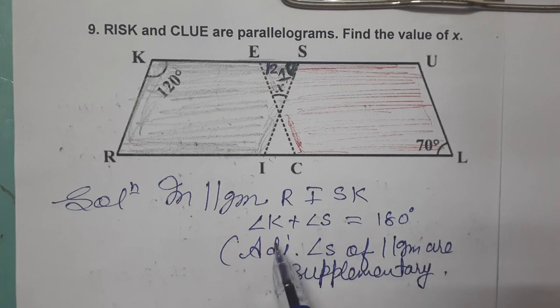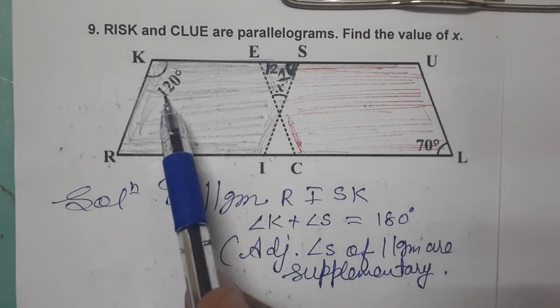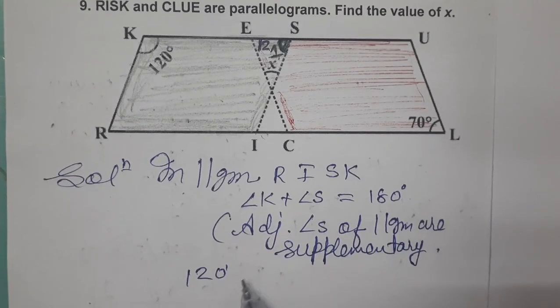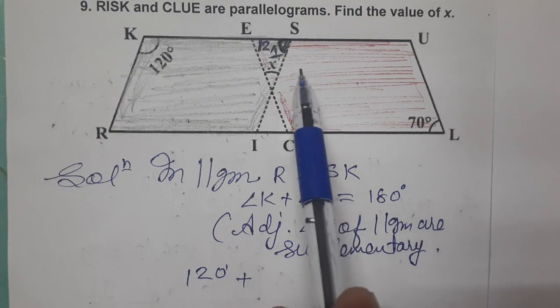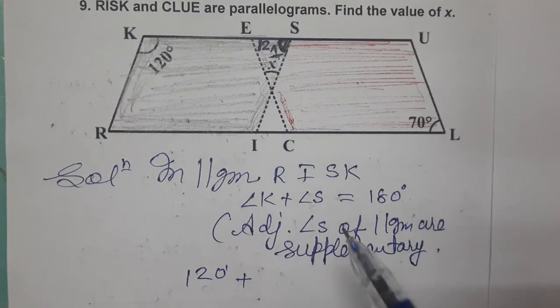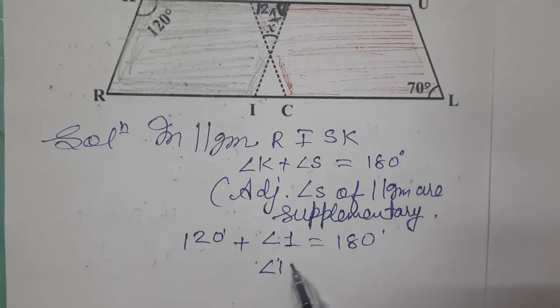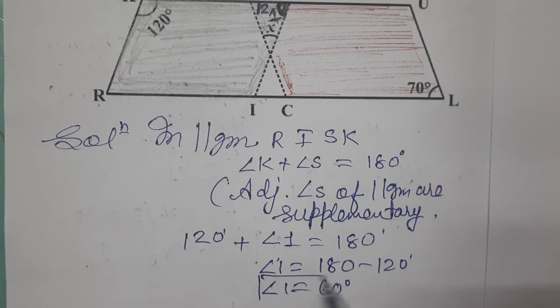Now, angle K. What is angle K, children? 120 degrees. So put the value 120. 120 plus, what is angle S? Angle S, we have given the name 1. Angle 1 equals 180 degree. So angle 1 equals 180 minus 120. How much? Angle 1 equals 60 degree. We got angle 1, 60.